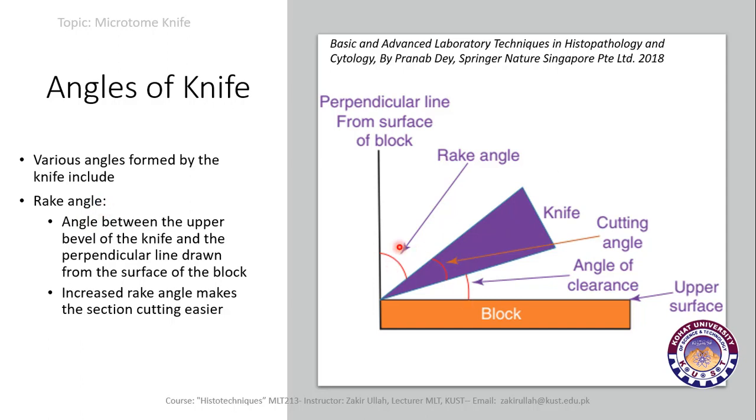Rake angle, here it is the angle between the upper bevel of the knife and the perpendicular line drawn from the surface of the block. So, if this is a block and this is the knife, the angle between this perpendicular line and this knife is called the rake angle. If the rake angle is increased, this makes the cutting of the section easier.